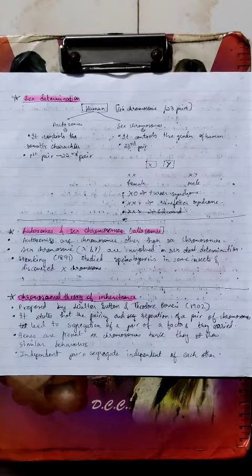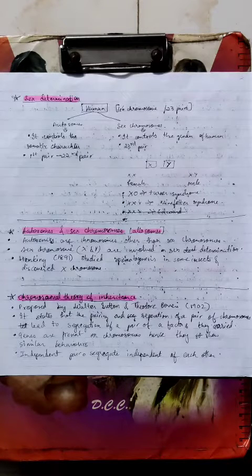Chromosomal theory of inheritance, proposed by Walter Sutton and Theodore Boveri in 1902. It states that the pairing and separation of a pair of chromosomes lead to segregation of a pair of factors they carried. Sutton united chromosomal segregation with Mendelian principle and called it the chromosomal theory of inheritance. The important statement of chromosomal theory: chromosomes are vehicles of heredity. They are transmitted from parents to offspring, that is, they are immortal.